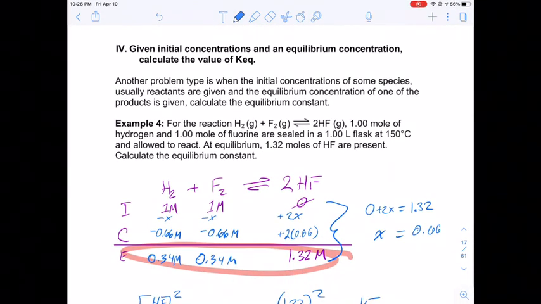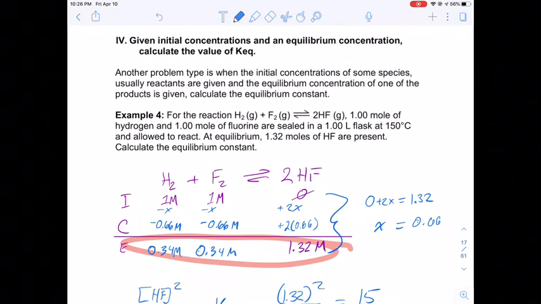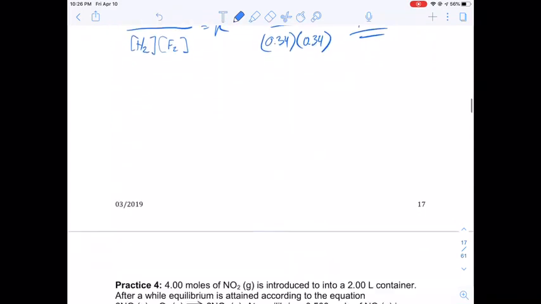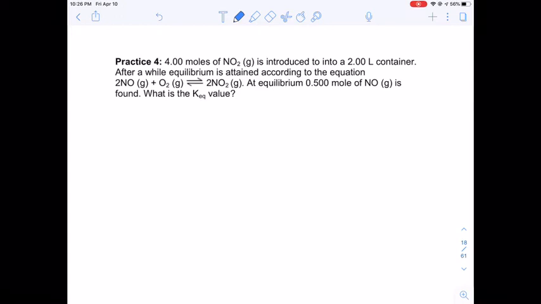Okay. So for the fourth question, things get a little bit more wild. Here you are given the initial concentrations of some species and the equilibrium concentrations of one other species. And then you have to calculate the constant. So let's look at this question here. I actually think these are probably the easier questions than the last one, because there's usually a little less resolving for x, but it can depend a little bit on the question.